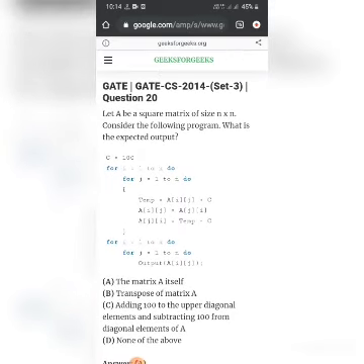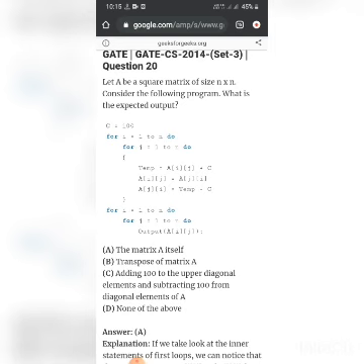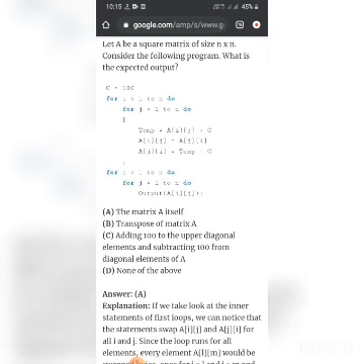Let A be a square matrix of size n by n. Consider the following program. What is the expected output? You have to find the output of the program, and the answer they gave is the matrix A itself.